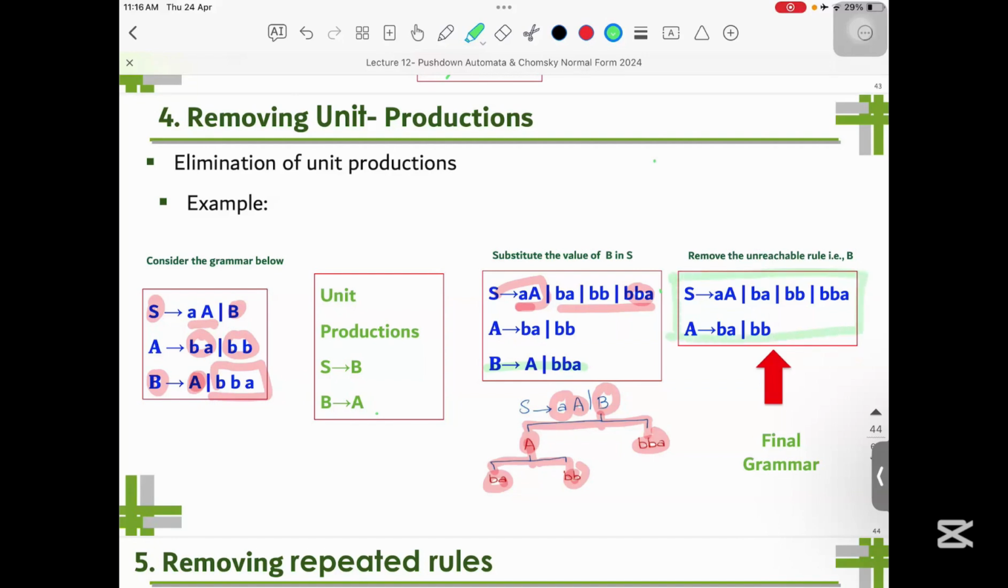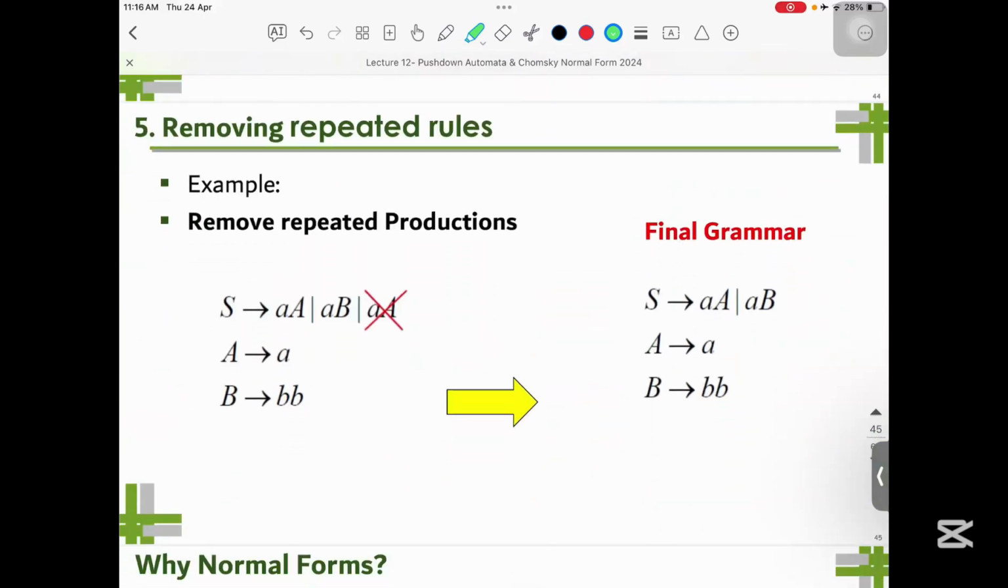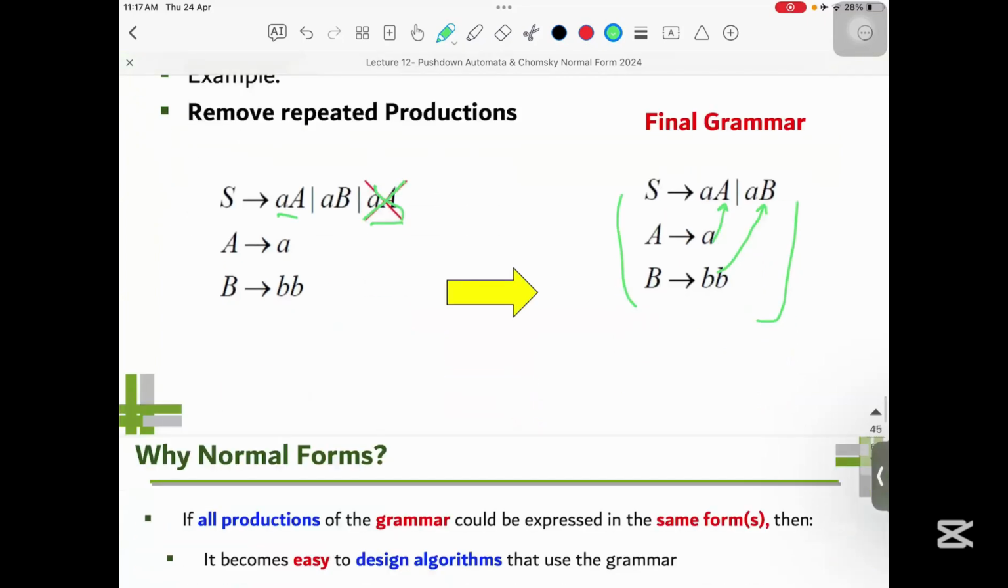If you want, you can further solve it. For example, you can put the values of this A in this S in order to solve it further. Removing the repeated productions, you can see here in this example, as these rules are repeated, we don't need them. So we come up with this one. And you can further, if you want, put the value of A here and the value of B here.